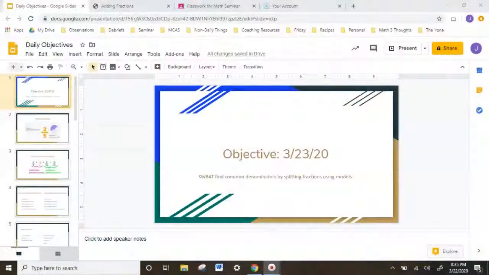Okay, bien. So, our objective today is that you guys will be able to find common denominators by splitting fractions using models. So, nuestro objetivo es a buscar los denominadores usuales por dividiendo fracciones usando modelos.